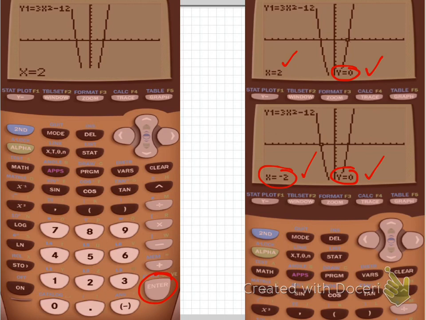Now remember, zeros, solutions, and x-intercepts are all the same thing. So you should notice that those 2 points are the 2 points on the x-intercepts where we see them on the graph. That's how the parabolas are connected to the solutions of the problems we're doing right now.